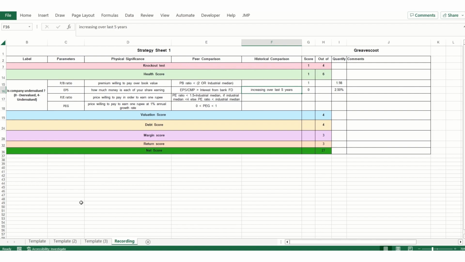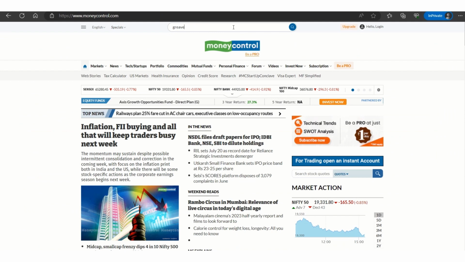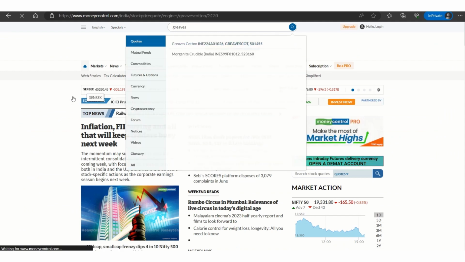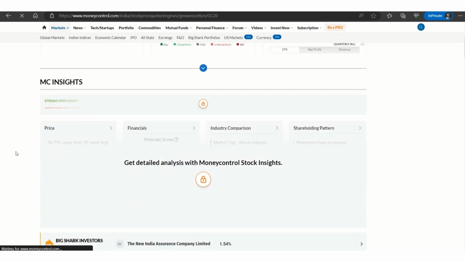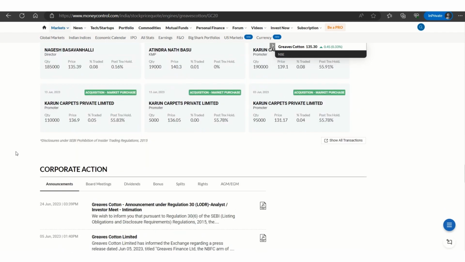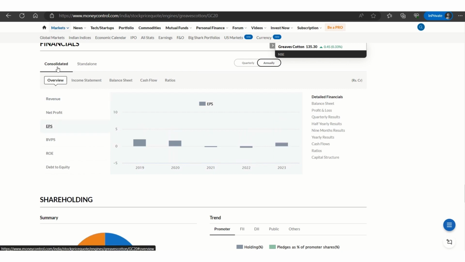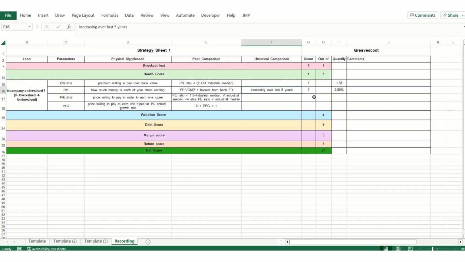So this is a historical comparison, and for historical comparison, we are going to use your moneycontrol.net. So let's type here Greaves Cotton. And let's go down to your financials. Yeah, here. So you want to find out how your EPS is doing. Even in the overview, you can find the EPS. You can see your EPS has decreased even to negative values, and this year it has risen. But overall, I would say in the last 5 years, the EPS has not increased, right? So it is again 0. So this value goes as 0.